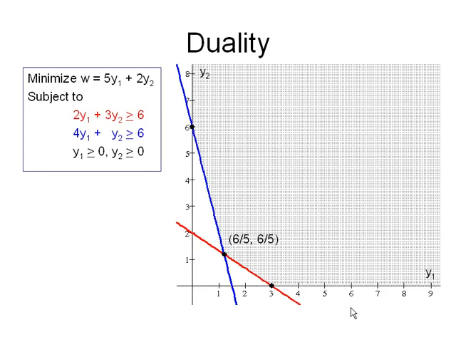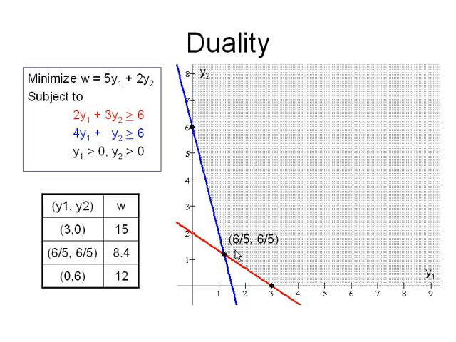If I go ahead and graph out the inequalities, the red line that you see here is just 2y1 plus 3y2 equals 6, as long as I label y1 horizontally and y2 vertically. The blue line here is 4y1 plus y2 equals 6, and when I do the proper shading, I find that I get a feasible region out here. So I have a corner point at (0, 6), a corner point at (3, 0), and another one at (6/5, 6/5).